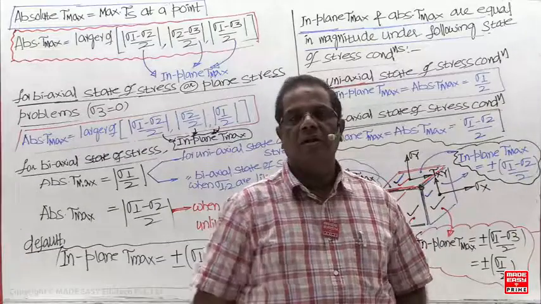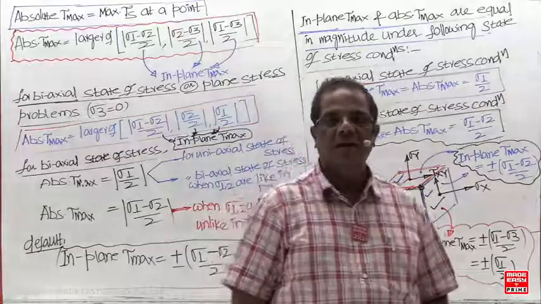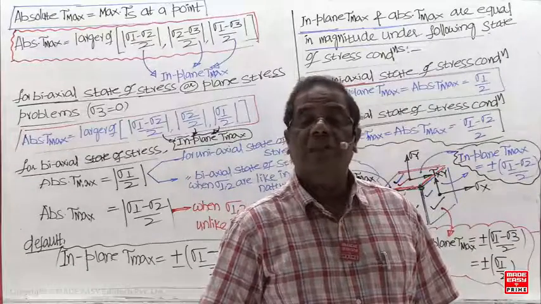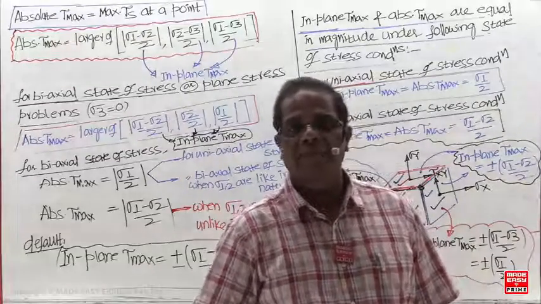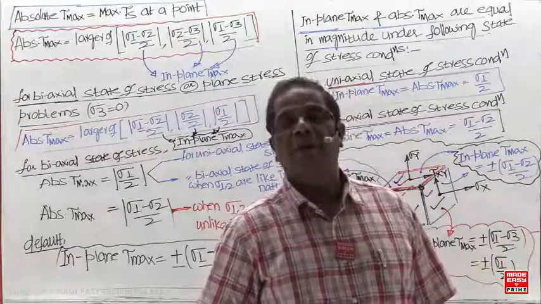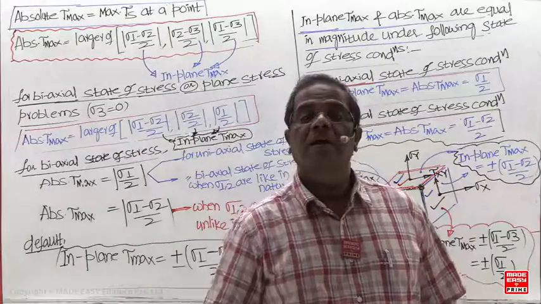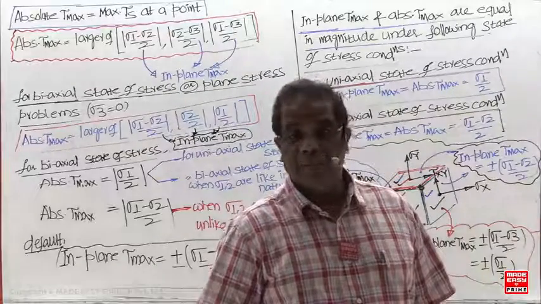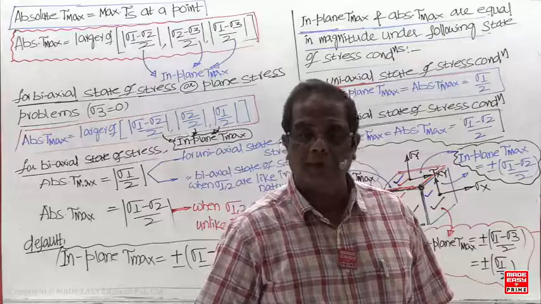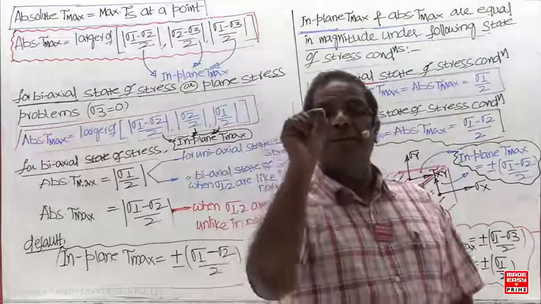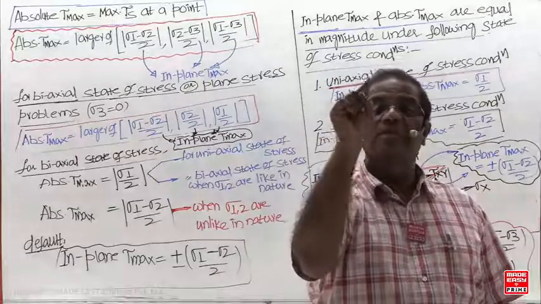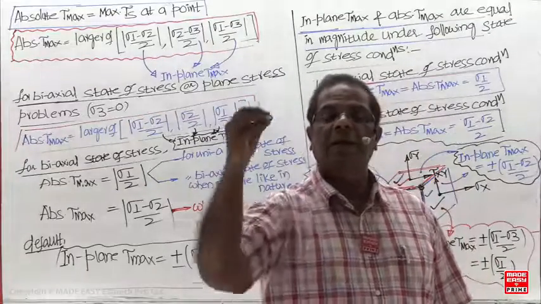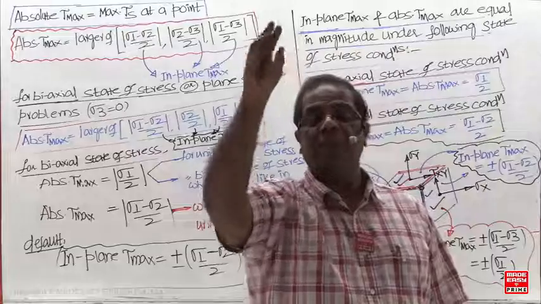Then the question will be what? Some friends are already asking, sir, how to decide in the question? Some questions directly mention in-plane tau max, some mention absolute tau max, but some mention simply maximum shear stress. Then how to decide, sir? In the recent papers, clearly they mention in-plane tau max or absolute tau max or at a point. Whenever it is mentioned at a point, then you have to go for absolute tau max. Or simply maximum shear stress on a plane means in-plane tau max.